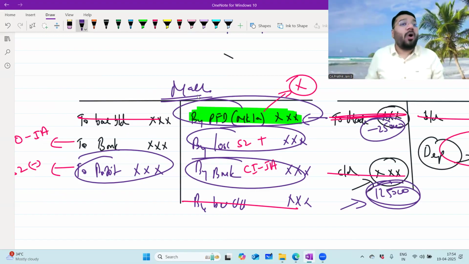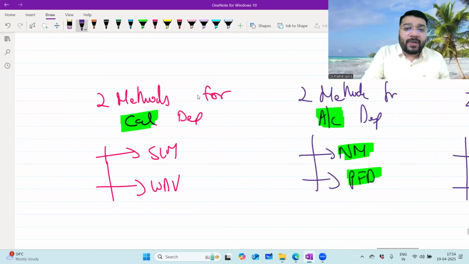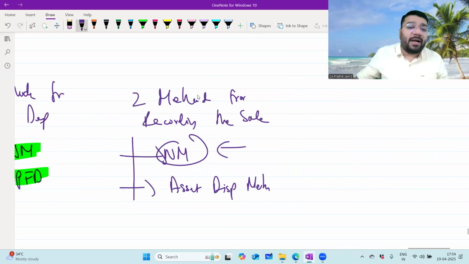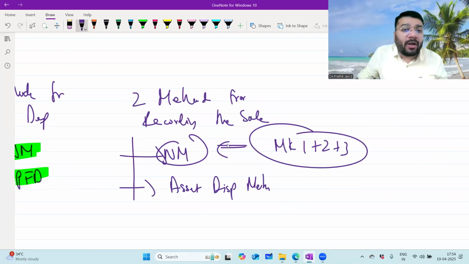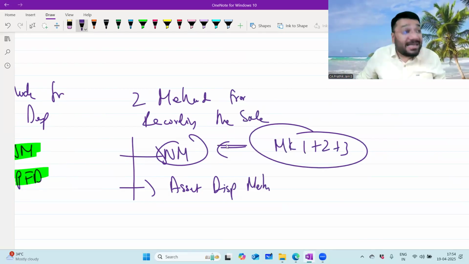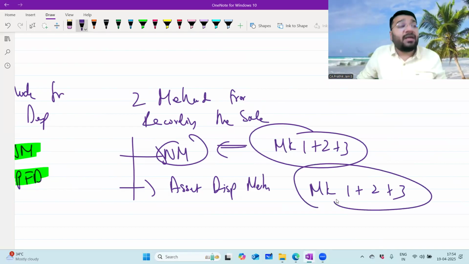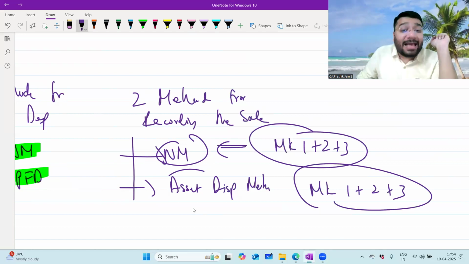So in that case, all this disposal-related information, you will take to a separate account called the asset disposal account. When you record all these 3 entries in the asset account itself, it becomes your normal method. The asset disposal method is a method where the entry 1 plus 2 plus 3 is not recorded in your normal asset account. It is recorded now in your asset disposal account.